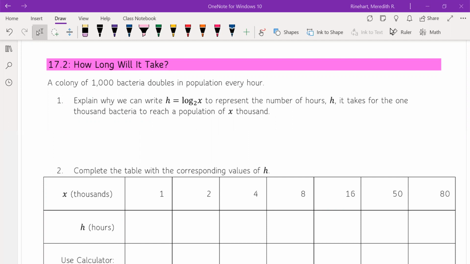In the first part of this problem, it's asking us to explain why log base 2 of x represents the number of hours h it takes 1,000 bacteria to reach a population of x thousand. So why are we writing it as a logarithm? Well, let's first think of it as an exponent. If we wrote it as an exponent, we could write it as 2 to the h power equals x. This would be where x is the number of bacteria after h hours.